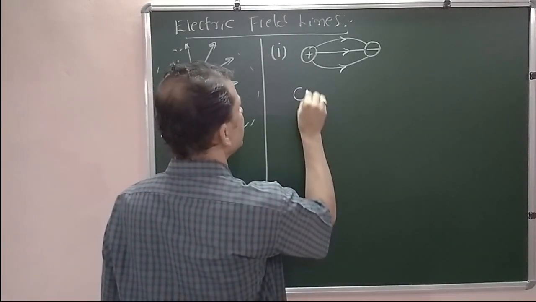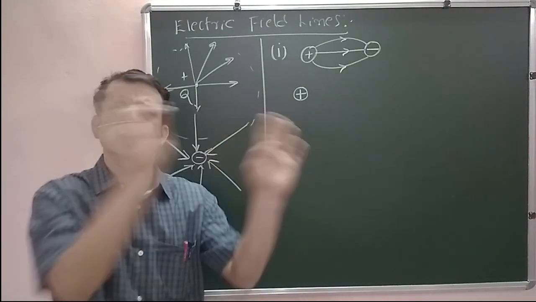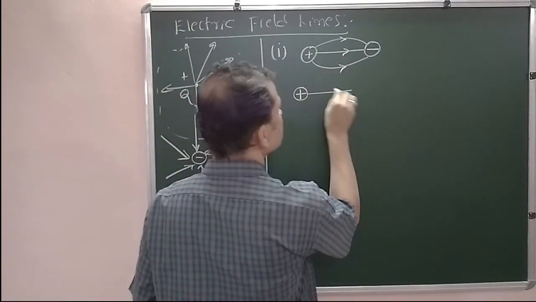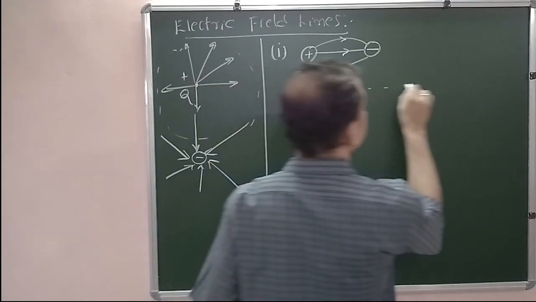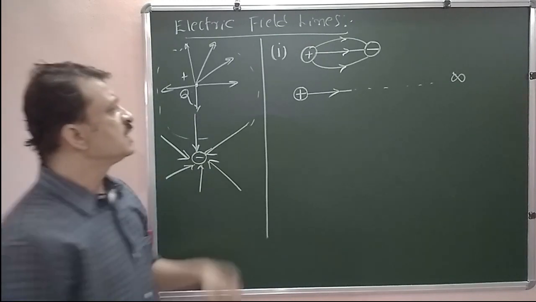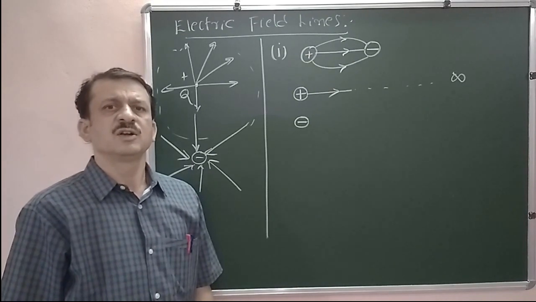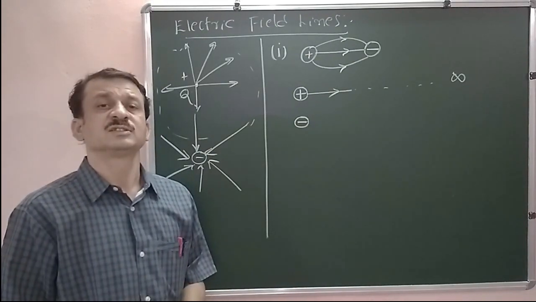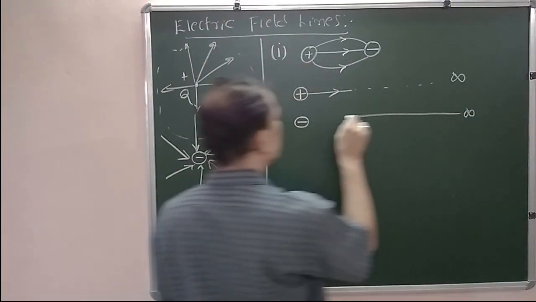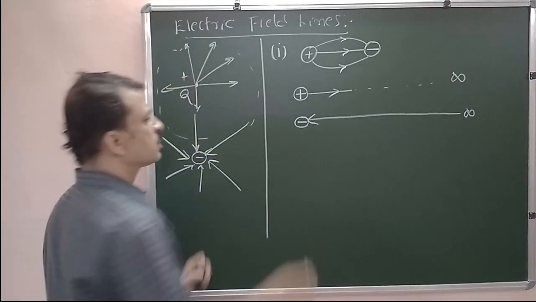But if there is only one isolated positive charge, with no other charges, what about the electric field lines? They start from the positive charge and end at infinity. Similarly, for an isolated negative charge, the field lines start from infinity and move towards the negative charge. They end at the negative charge. That is the first property.